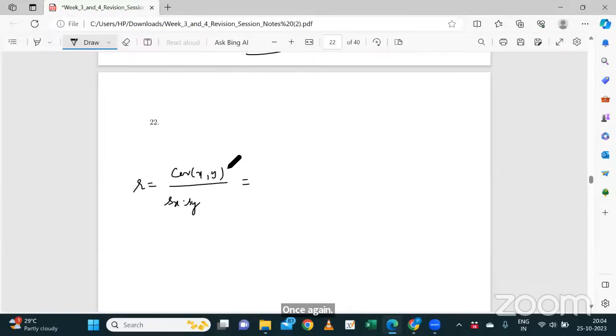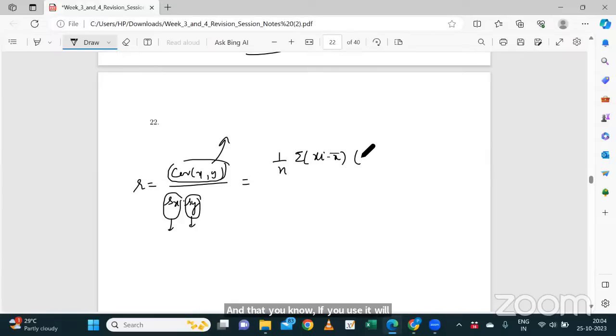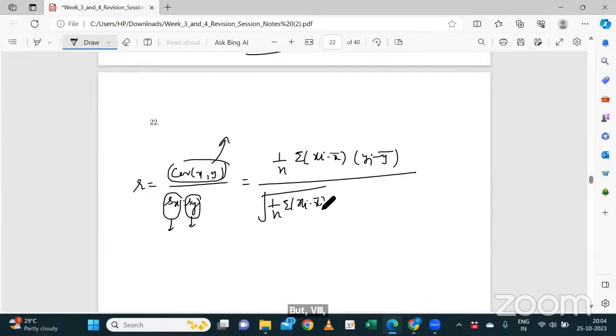Be careful: if you are using the population covariance, then use the population standard deviation in the denominator also. You can't use the population covariance formula in the numerator and the sample one in the denominator. Let me clarify why. It will be the summation of 1 upon n times the sum of xi minus x bar times yi minus y bar, and the standard deviation will be the square root of 1 upon n times the summation of xi minus x bar squared, correct?